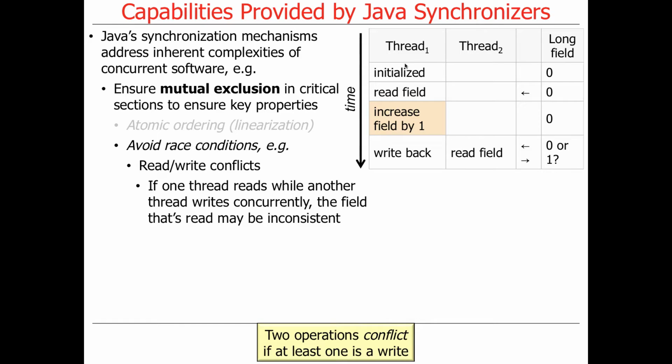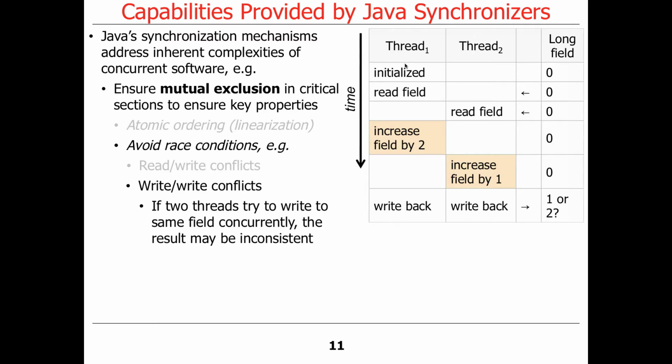So this is called a read-write conflict, and that would be an example of a race condition that could occur because we're not properly synchronizing access to that shared field. Here's another type of race condition. This is the so-called write-write conflict. This occurs if two threads try to write to the same field concurrently, and the results may be inconsistent.